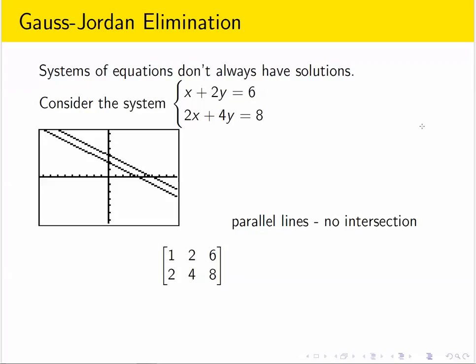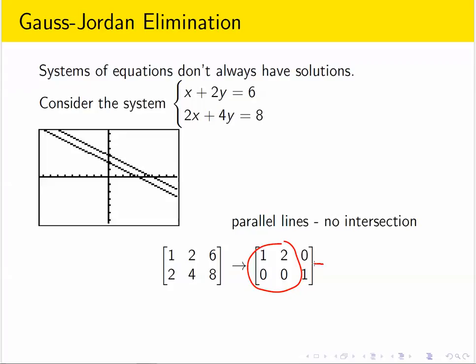Well, when we start by interpreting the system as a matrix and then perform elimination, if we, for example, use the RREF feature on our calculator, what we're going to see is the left side does not become an identity matrix. It becomes something else. And that's our first clue that something's wrong. If the system doesn't have a solution, then it's impossible to make the left side look like an identity matrix. Instead, this is the closest we can get.